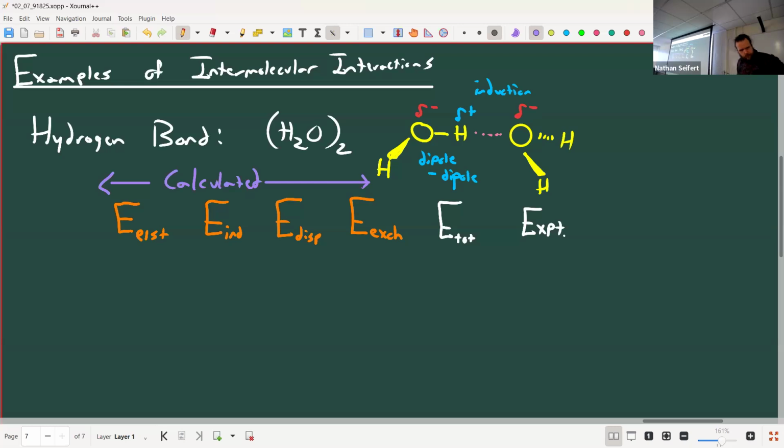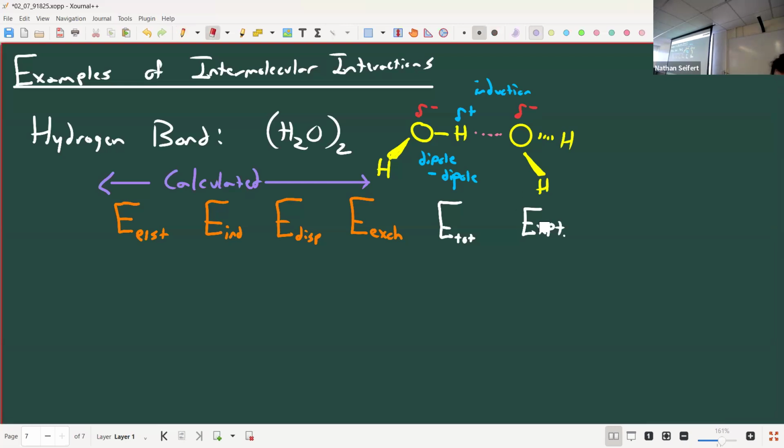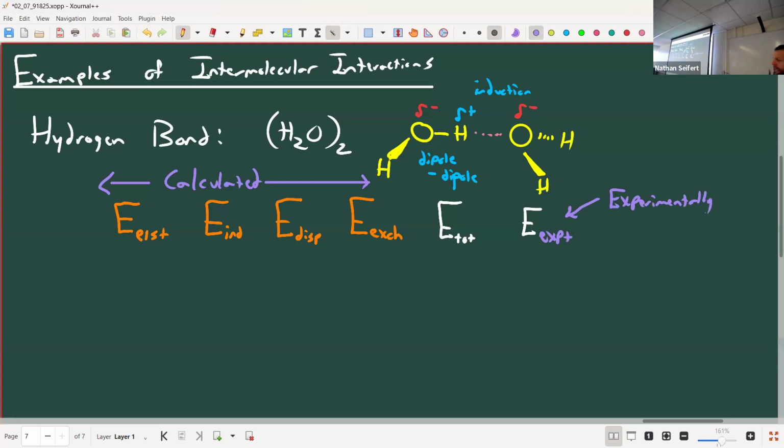Wait, what's EXPT? Experiment. Sorry, I'm missing an E here. There we go, is that better? This is the experimental value. Right, and we can experimentally measure the binding energy, the strength of these intermolecular interactions. It's very easy to do.